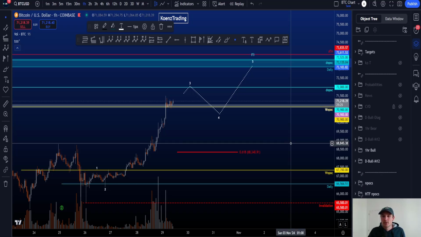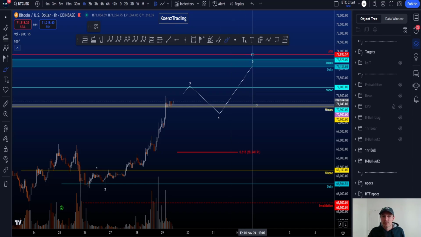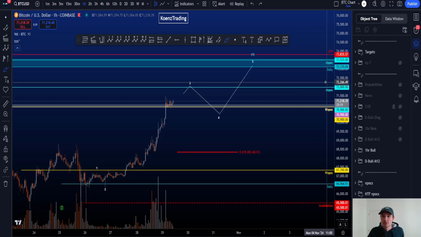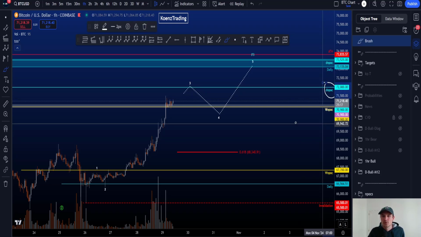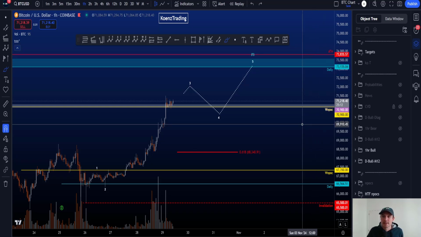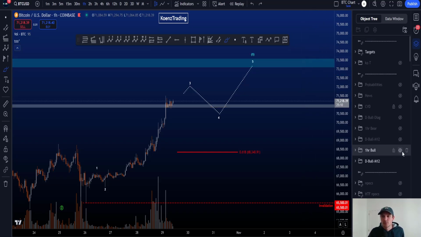If I then open all of my levels, you can see what's in there as well. So currently we're trying to flip the point of controls here, but just above us we have a daily naked point of control in the middle, and then we have the blue box where we have a daily and a daily naked point of control.